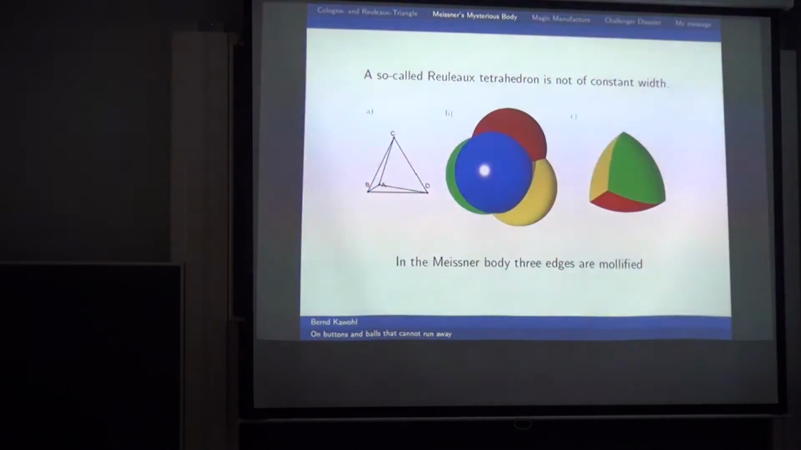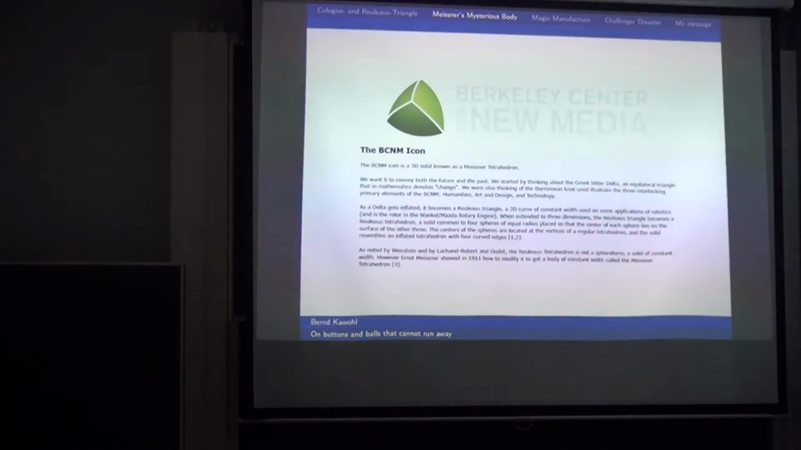Now, how is this Meissner body constructed? You start similar to the Reuleaux triangle. The Reuleaux triangle you can construct by taking the corners of an equilateral triangle as centers of 3 disks, and then you take the intersection of 3 disks. And here we take a regular tetrahedron and take the intersection of 4 balls. And then we get something that is called Reuleaux tetrahedron, but that is not a body of constant width. But it is an appealing body. I mean, it was used, for instance, as an icon for some center for mathematics.